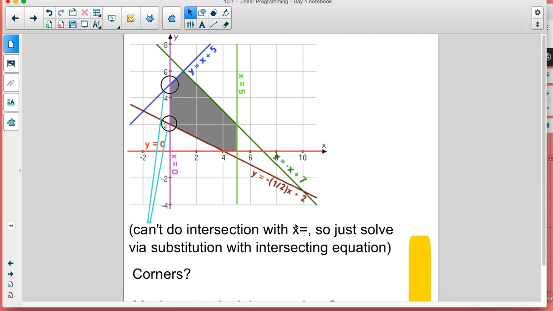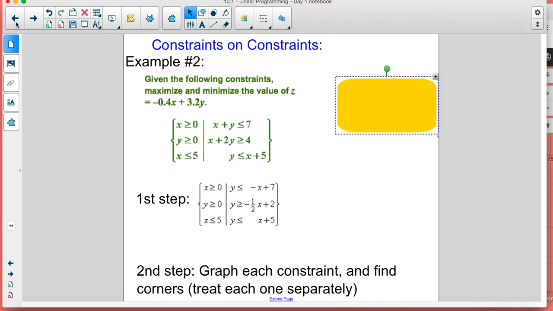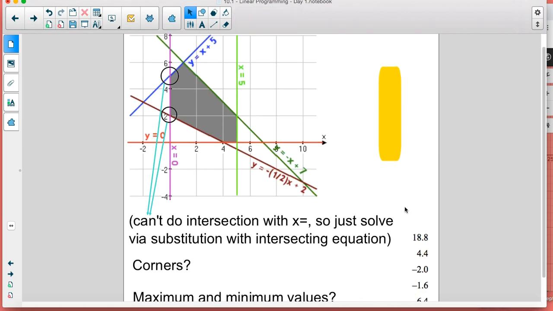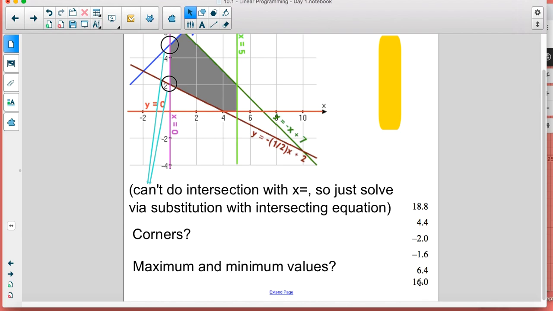And then you would plug them into the z equation, which I think I gave to you. Yep, -0.4x, 3.2y, and then you'd get these outputs. So again, your maximum would be 18.8 and your minimum would be -2, right? That would take a lot longer just because there are so many constraints, but you could still do it.